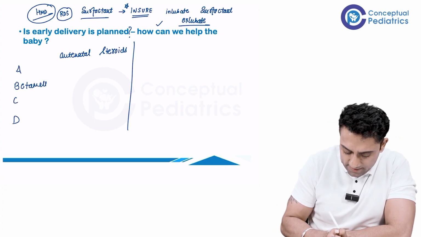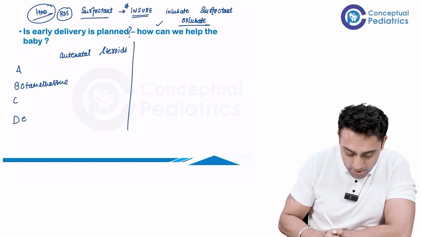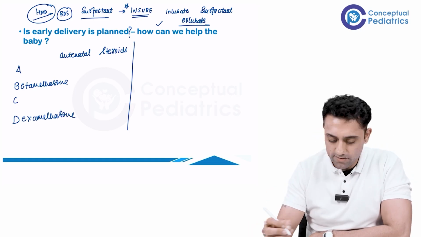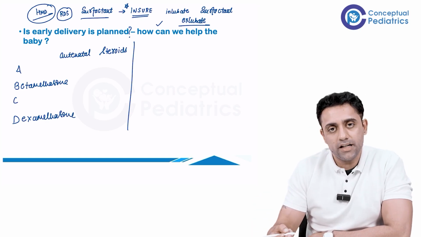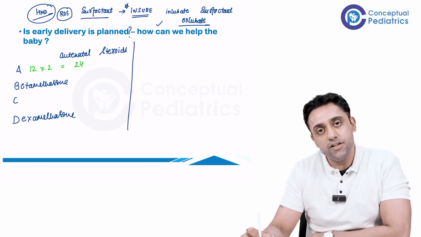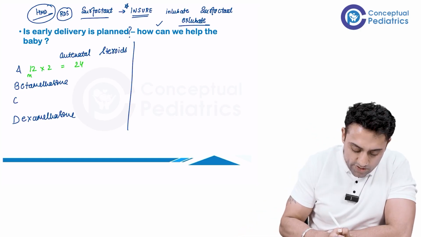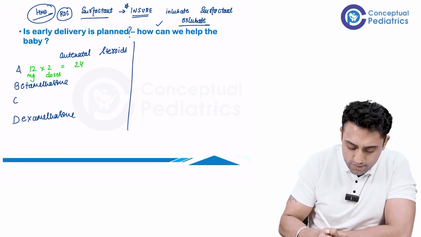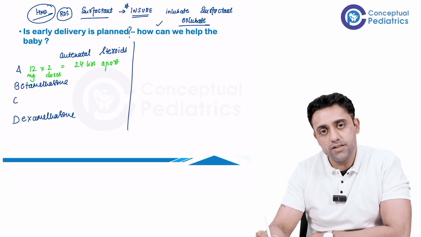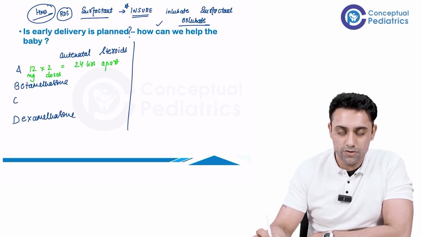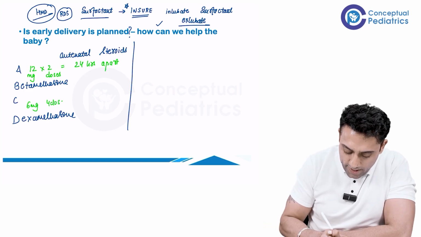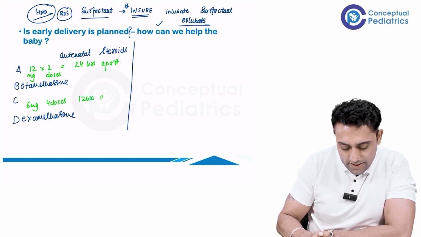B for betamethasone and D for dexamethasone is the mnemonic. And what is the dose of betamethasone? The dose of betamethasone is 12 into 2 is 24. That is 12 mg, 2 doses, 24 hours apart. So 12 mg, 2 doses, 24 hours apart is the dose for betamethasone, whereas 6 mg, 4 doses, 12 hours apart is the dose for dexamethasone.